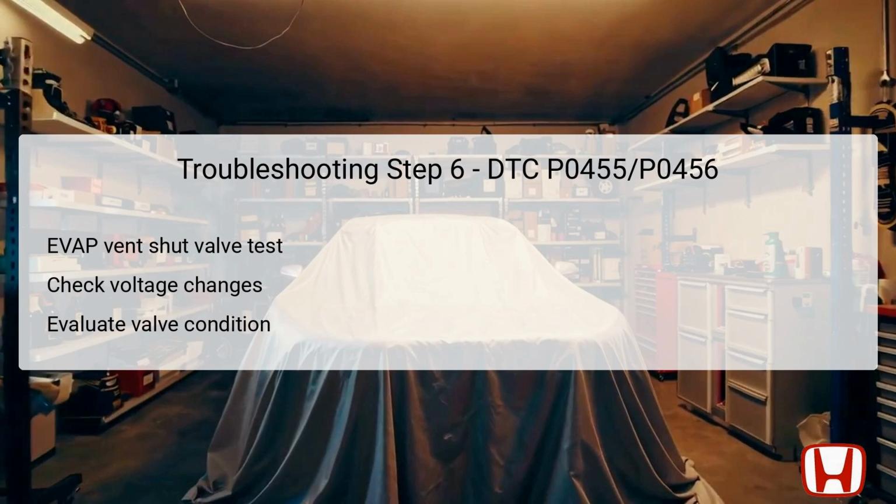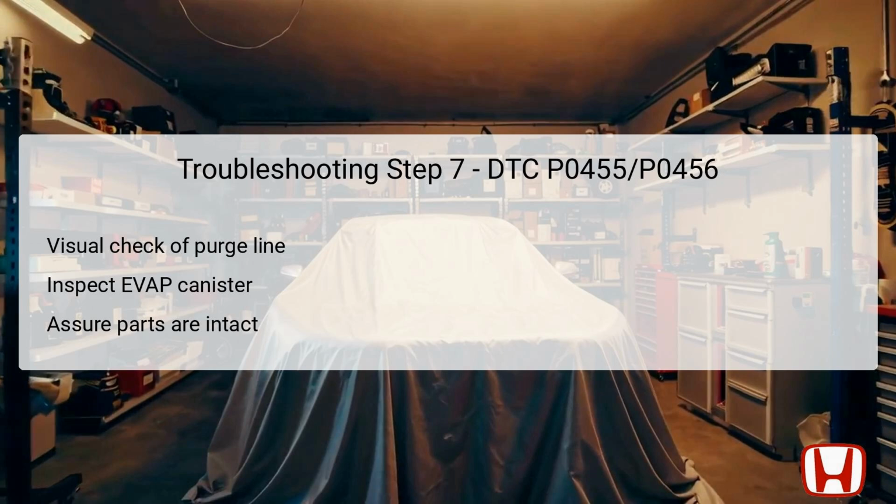If the voltage rises more than 0.2 volts, this confirms that the vent shut valve is functioning correctly. However, if the voltage does not change sufficiently, the shut valve may require replacement to restore proper system operation.